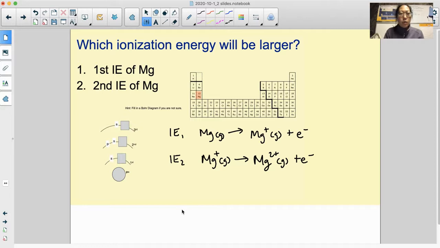Okay, so which will be larger? Well, this first one we're going to remove, but as we remove that first valence electron, we now have one valence electron left in the valence shell of magnesium, but there's less repulsion now, less electrons for the plus 12 nucleus to attract. Okay, so the attraction grows. This ionization energy is going to be larger.